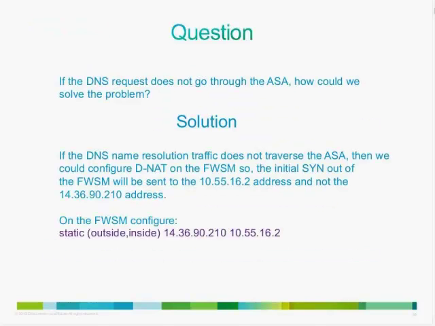But the question is, what if the DNS request doesn't go through the ASA? Then how can we solve this problem? Then the problem becomes somebody on the inside trying to load the web server using its public address and not the real address. That's a simple one. We always fix it by configuring what is called a destination NAT. In this case, if the DNS traffic wasn't going to traverse the ASA and we couldn't use the DNS keyword, we could configure a destination NAT right on the FWSM to change our destination address from 90.210 to 16.2. So long as the SYN goes to the right address, the SYNACK will come back from the correct 10.55 address. So we could accomplish it right at the FWSM.